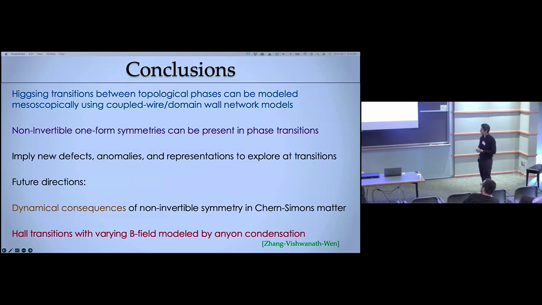explore. Future directions. I think I've really unpacked all the dynamical consequences of the non-invertible symmetry here. There's more to do. And finally, let me come back to this very interesting paper, which modeled fractional Hall transitions by anyon condensation. And it would be great to make a sharp connection by thinking of their model from a varying magnetic field point of view and comparing. So that's work to do.